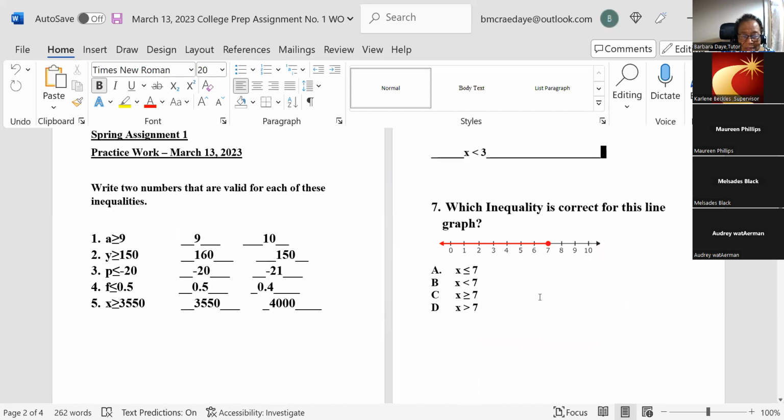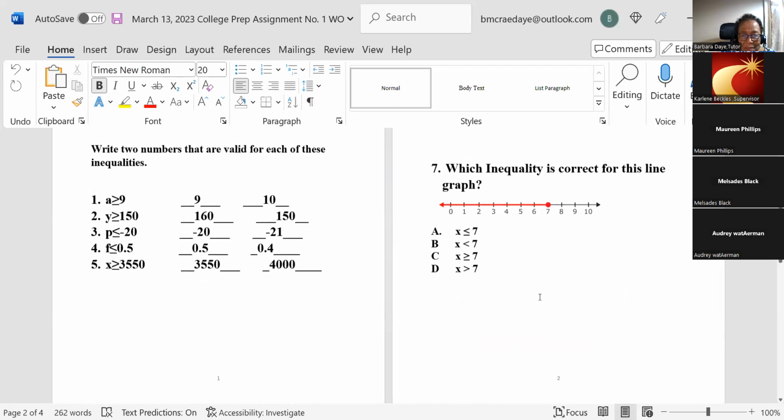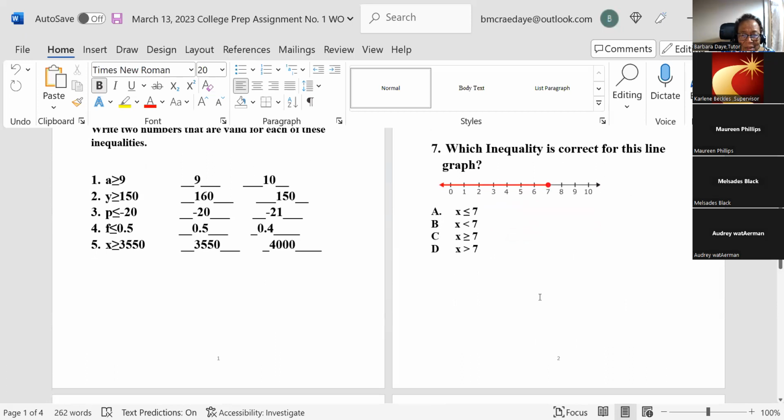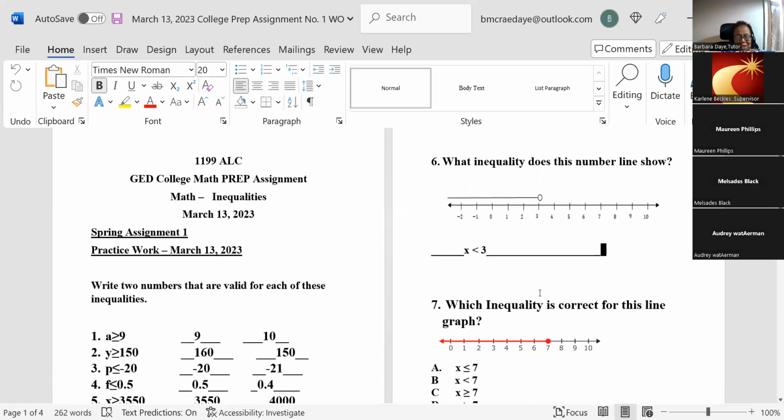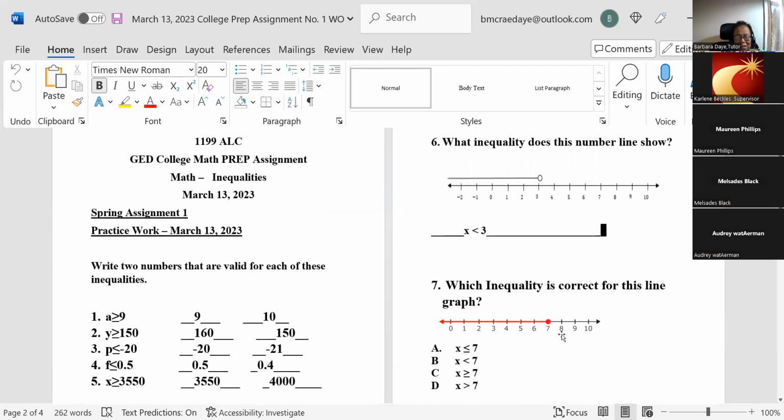Can you scroll down a little bit, miss? You go right into where your face is. Okay, you see it now? Yeah, you have to go down if you're going up. Right, that's it. See it now? A little bit. That's it. Thank you. Okay, now which inequality is correct for this line graph? Now, you see where the dot is, Mercedes? Oh, the dot is over the 7. Over the 7, and it is covered, it's enclosed, right? Yes.